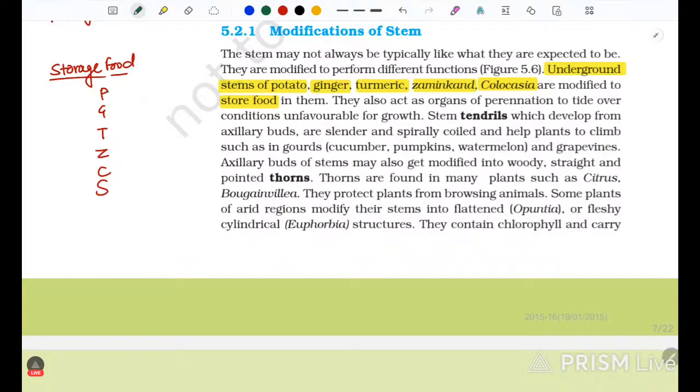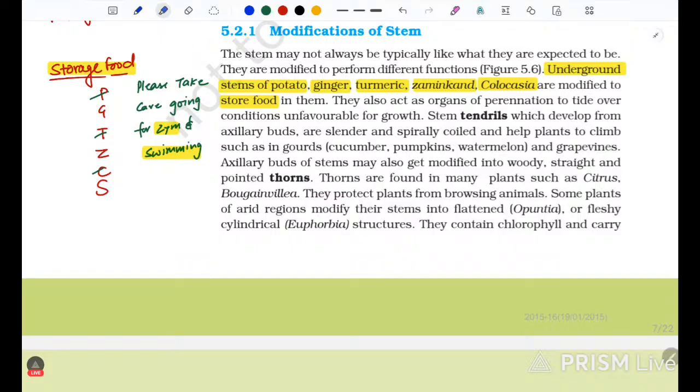Then I'll use this mnemonic. Please take care going for gym and swimming. So if you are going to gym, if you are going for swimming, please don't eat a lot of food. What I'm trying to teach you is: Please take care going for gym and swimming.